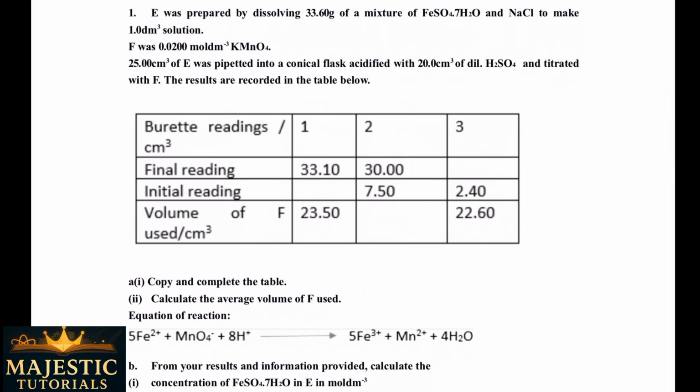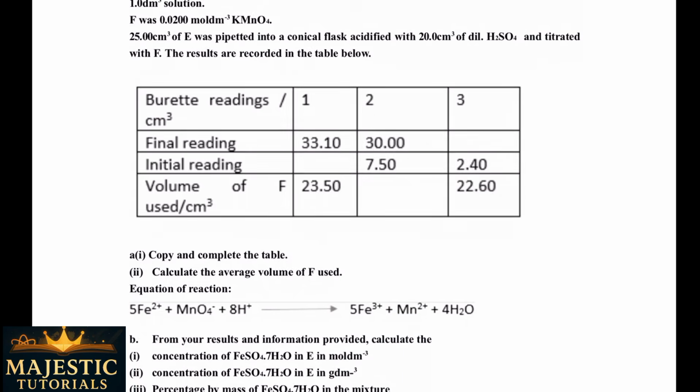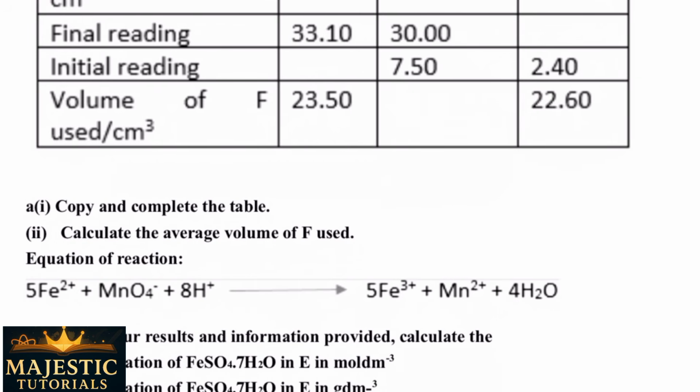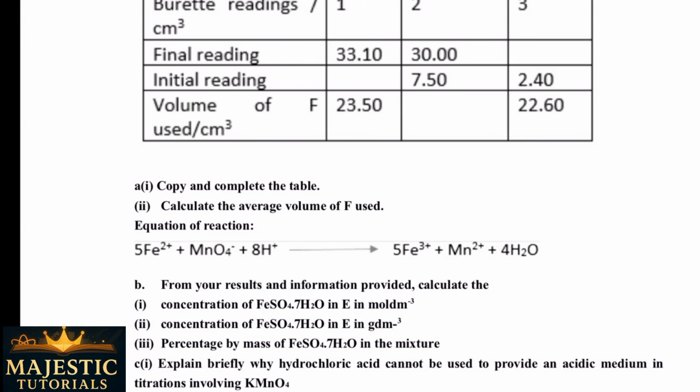So they have given you a table. Your job is to copy and complete question a(i). Copy and complete the table, calculate the average volume of F used. They give us the equation of the reaction. This type is a redox titration, so I'll do one redox and one acid-base titration like I've shown you. Now I will fill the table here and then I'll go to my notes where I'll solve the rest of the questions that follow with detailed explanation.